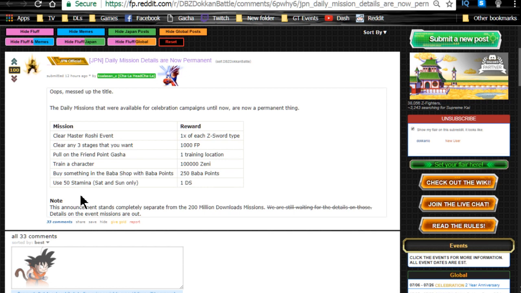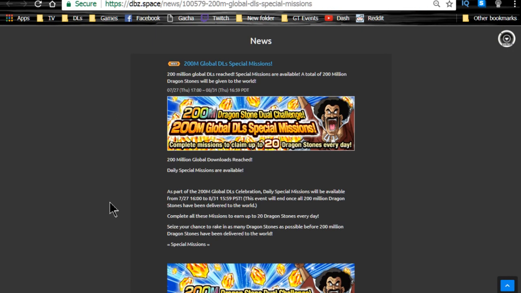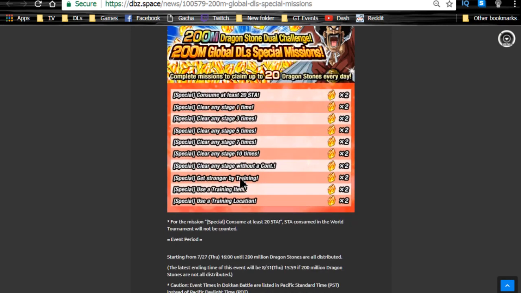So that's awesome. This is completely separate from the 200 million download submissions. This is just going to be a daily thing that happens on both the global and the JP side. I'm not complaining whatsoever. I like it. It's about time they actually did that, because most games have daily mission rewards, and the fact that we never had it was kind of odd, though they did technically always have it because we always had some type of festival going on.